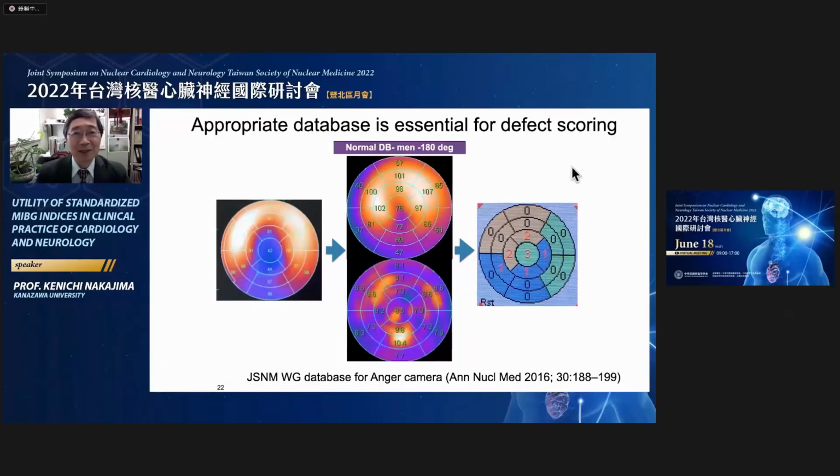An appropriate database is also essential for defect scoring. Taking this patient as an example, the inferior wall is low, but this is the Japanese Society of Nuclear Medicine normal database. We can note higher variation or deviation here. This is the mean value and this is the deviation. If this kind of database is applied, the basal segment is not abnormal, but we can definitely count defect scores here.